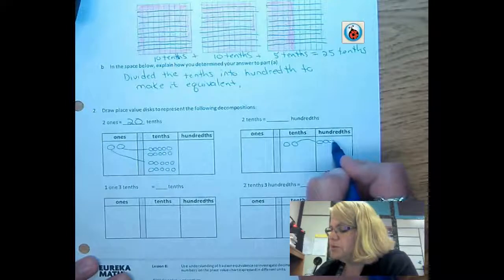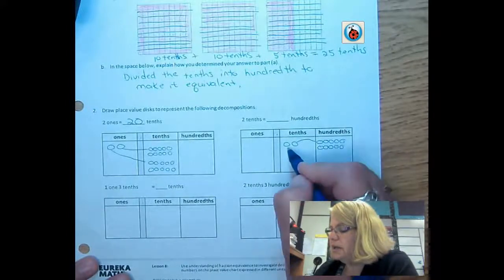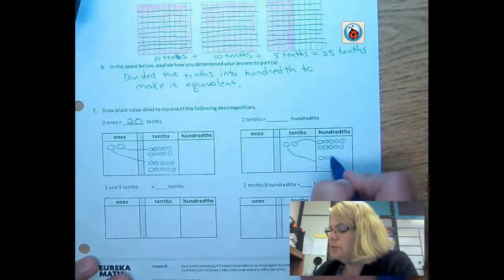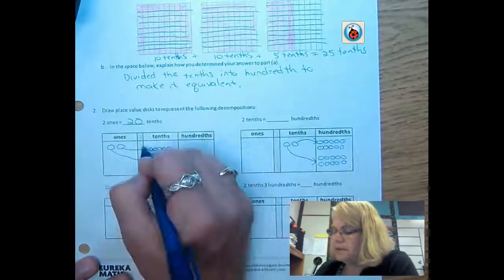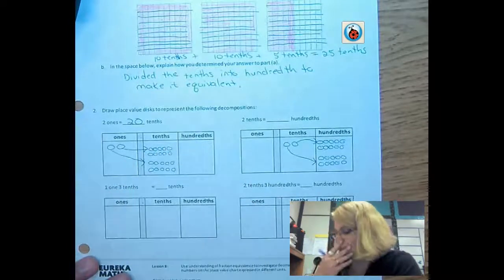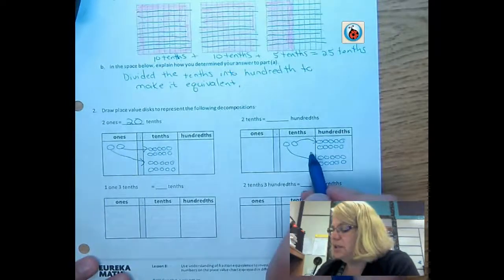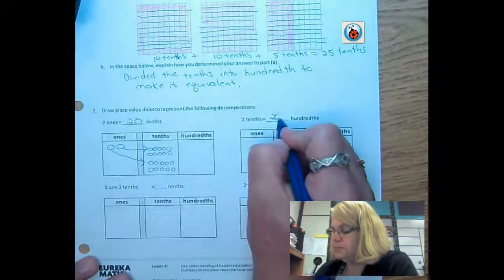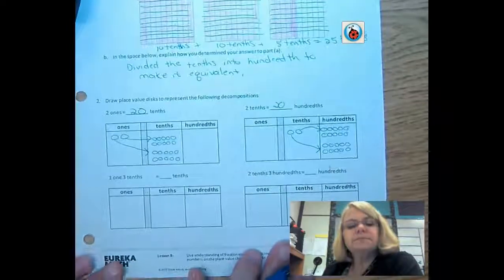Okay. Same thing here, we got 2 tenths, and we're going to make them into hundredths. 1, 2, 3, 4, 5, 6, 7, 8, 9, 10. Again, 1 through 10. Okay, I'm putting arrows on to show which way I'm going. So 2 tenths equals 20 100ths, or 20 hundredths.